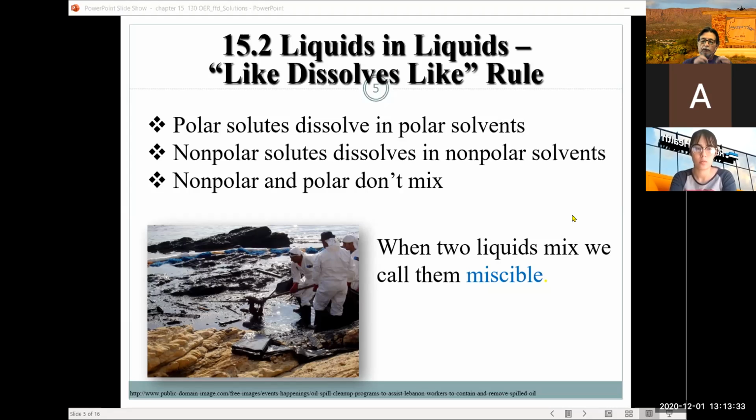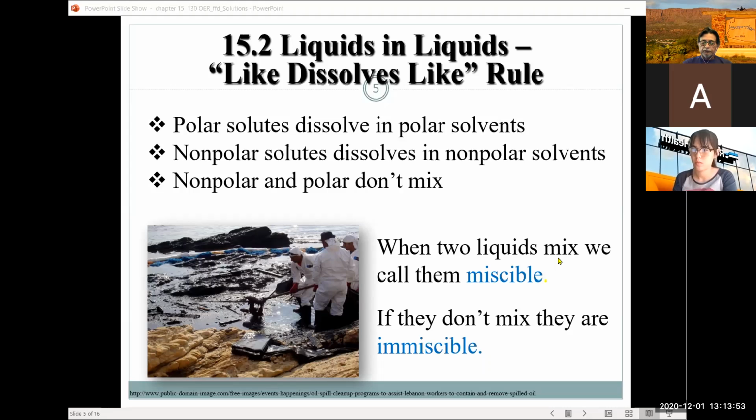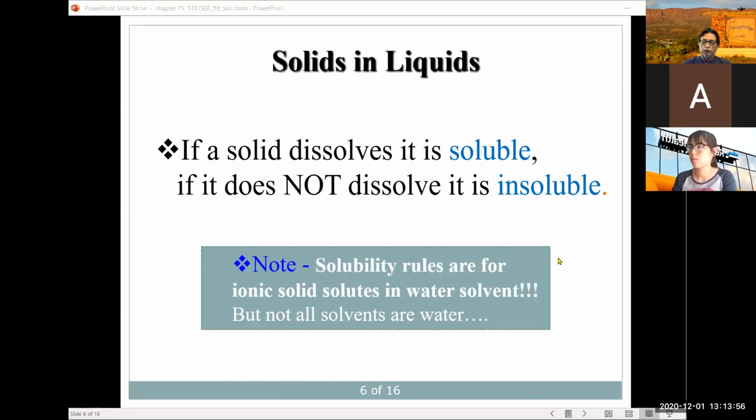Now, when we're dealing with liquids that mix with each other, we say that they are miscible in each other. So we have a liquid A, solute A, which is a liquid, and we dissolve it in solvent B, which is a liquid. We call it miscible. When they don't mix, it's immiscible. Now, when we're dealing with solids, if it's a solid that dissolves in the solution, it's soluble. And if it doesn't dissolve, it's insoluble. So for solid and liquid, we use the term soluble or insoluble. For liquid and liquid, we use the term miscible or immiscible.